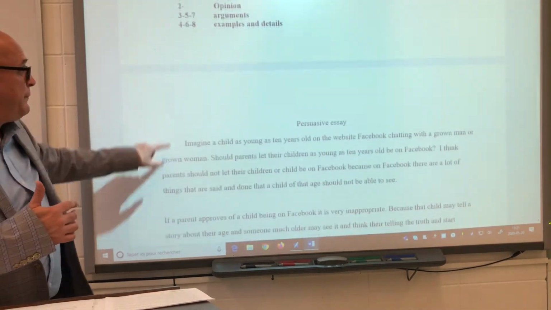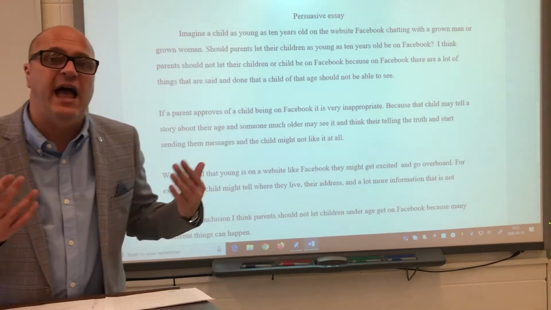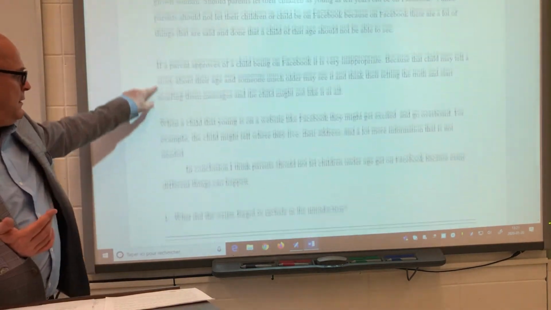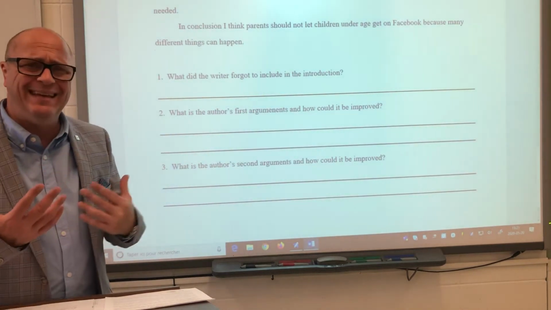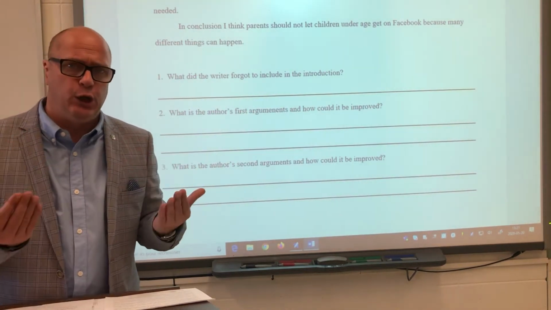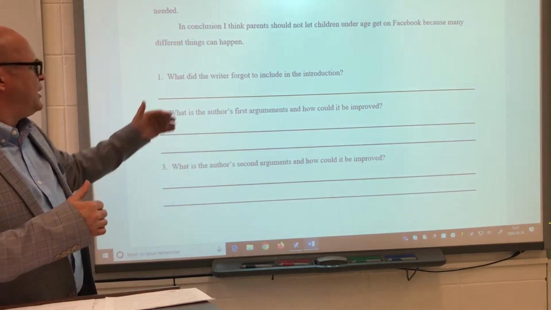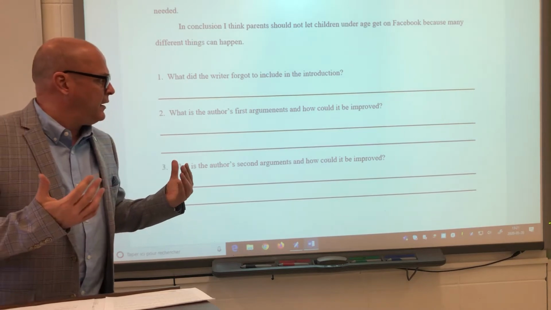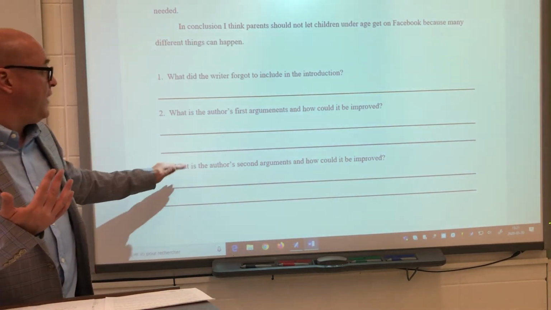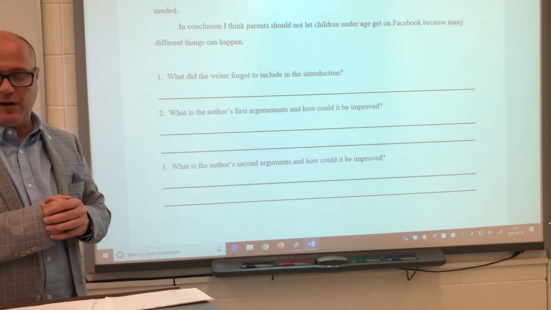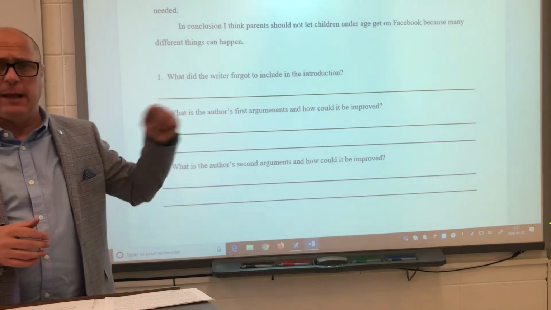On the following page, you've got a persuasive essay that has errors in it. And you have to answer the 3 questions. What did the writer forget to include in the introduction? What are the author's first arguments, and how could they be improved? What's missing in the second argument of the author? So that's the grammar.